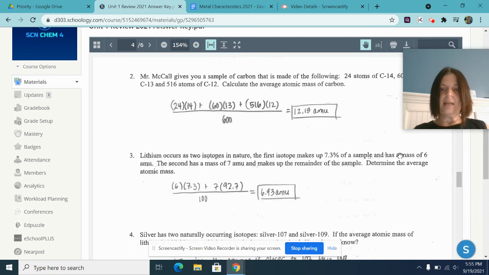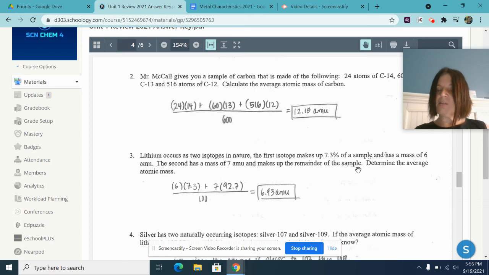So here, our very first isotope, they tell us has a mass of 6 atomic mass units, and it takes up 7.3% of the sample. So that's the first part. And then to it, we need to add the second part or the second isotope of the sample. It tells us that it has a mass of 7 atomic mass units. So that's here. And then it makes up the remainder of the sample.